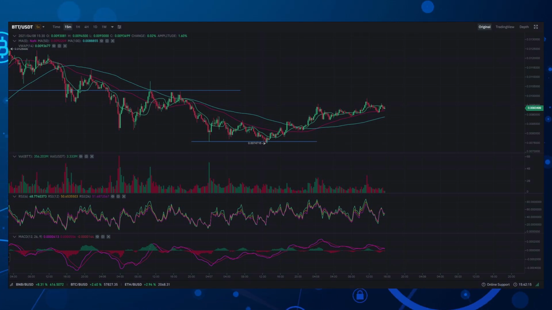Another thing to also keep in mind is that you'd want to make sure to average out your positions. So I would take my positions in small increments. Anytime I do something like this, I try to take a little bit at a time.